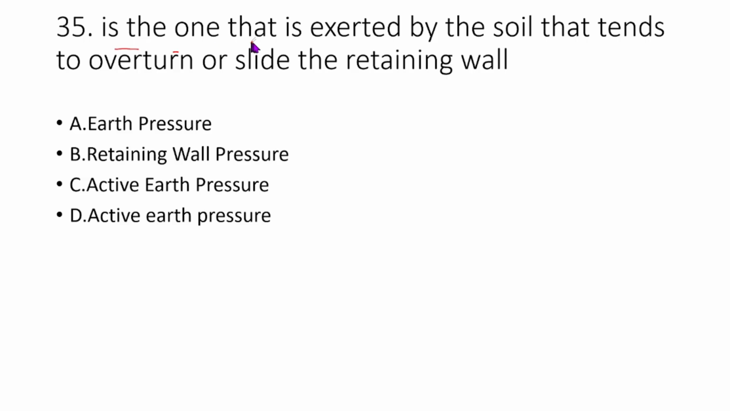What is the pressure exerted by the soil that tends to overturn or slide a retaining wall? A. Earth pressure. B. Retaining wall pressure. C. Active earth pressure. D. Passive earth pressure. So the correct answer is active earth pressure.